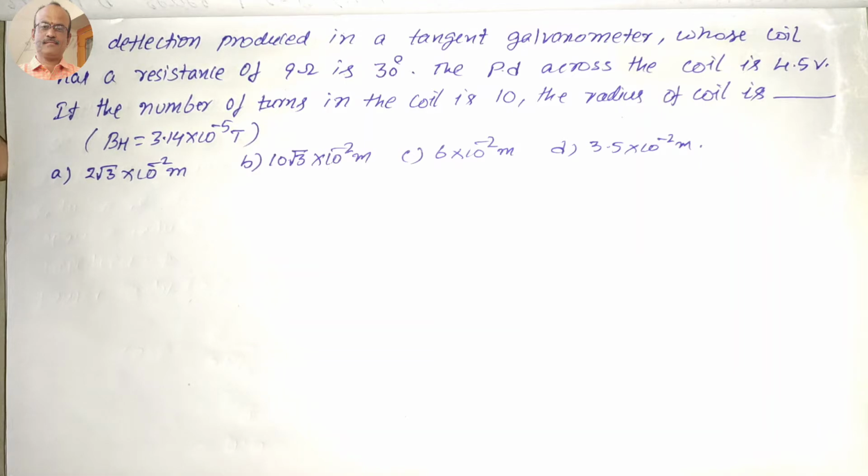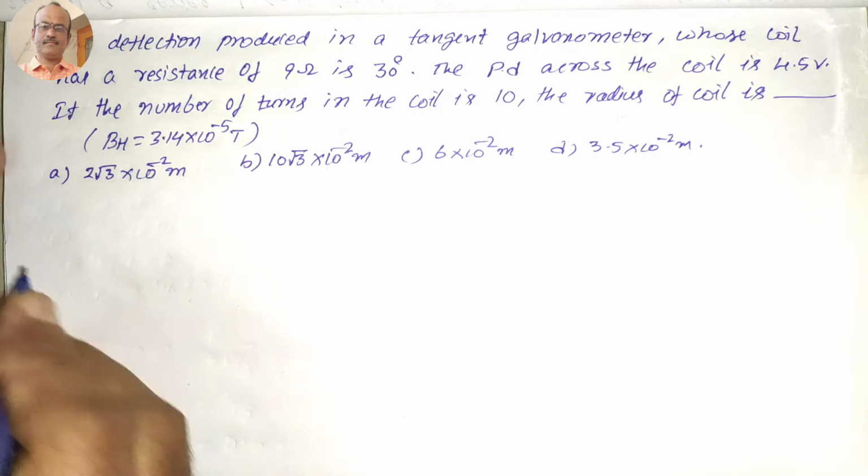The deflection produced in a tangent galvanometer whose coil has a resistance of 9 ohms is 30 degrees. The PD across the coil is 4.5 volts. If the number of turns in the coil is 10, what is the radius of the coil? And BH, that is the horizontal magnetic field, is equal to 3.14 into 10 to the power of minus 5 Tesla. So first of all, what are the given values we will write?